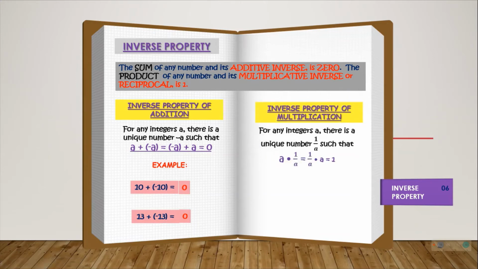And then, inverse property of multiplication. Here, in multiplication, it is the reciprocal or the opposite. When it is a whole number, it is automatically a over 1. It is over 1, it is just not always written. So, when you flip it or make it a reciprocal, that is 1 over a. So, when you multiply them, the total is automatically 1. For example, 15 times 1 over 15 is equal to 1. Or 1 over 15 times 15 is equal to 1.